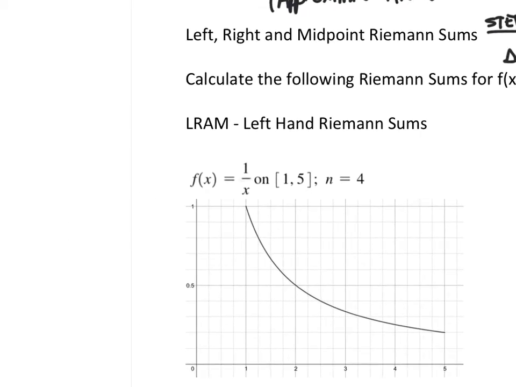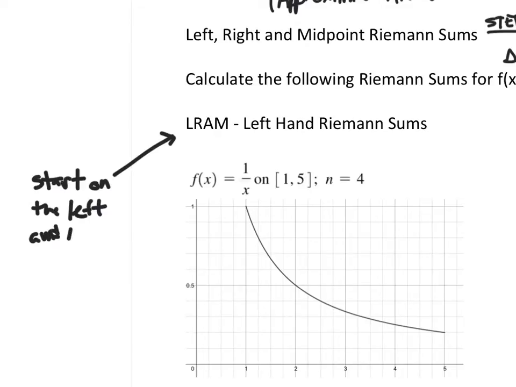So the first one I'm going to do is LRAM, and that's an acronym for left rectangle area method. We also call it just the left-hand Riemann sum. But what this means is that we want to start on the left and move right.